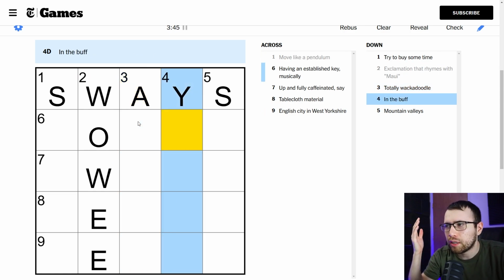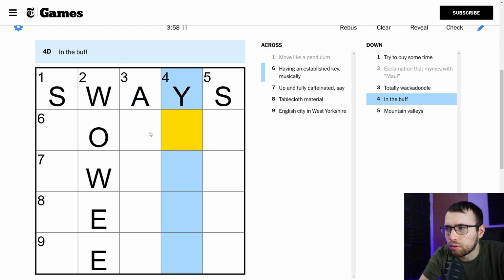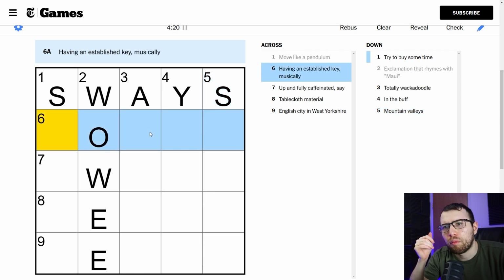4 down, in the buff. Oh, I didn't even read. Okay, I thought maybe I'd already gone through the downs, but I haven't gone through them yet. Totally wackadoodle. A what? I don't know. In the buff? I don't know what buff means in this sense. I've never heard of that phrase before, so I don't know what that means. In the buff. Mountain valleys? I don't know.